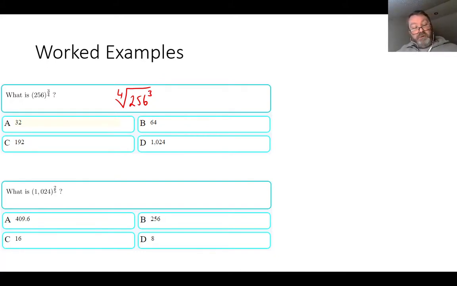So we get the fourth root, shift fourth root of 256 cubed, and you just press equals and you get an answer of 64. Okay, so don't be afraid to get your calculator after you have turned it round to make it easier to deal with. Next one. What is 1024 to the power of 2/5?